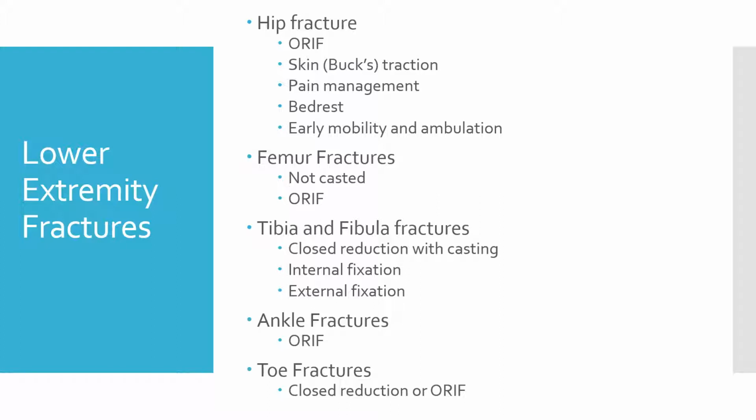Your tibia and fibula fractures, treatment is just closed reduction with casting, internal fixation or external fixation. Ankle fractures are described by their anatomical placement of injury. The treatment is usually an open reduction internal fixation with screws and nails and plates. Toe fractures are closed reduction or an open reduction internal fixation.